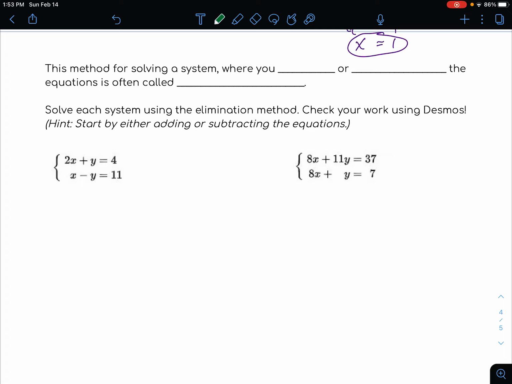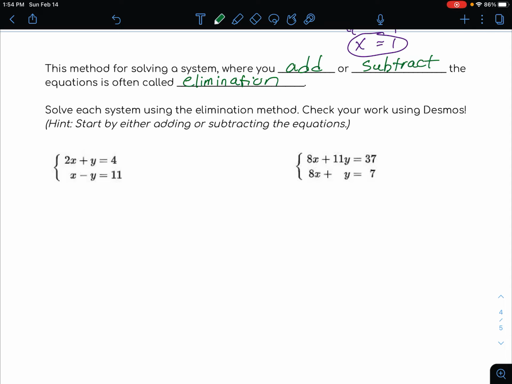So this method for solving a system of equations, where you either add the equations together, and although we haven't seen an example of this, you can get the same effect by subtracting the equations, assuming that by adding or subtracting, you eliminate one of the variables. So this method is called elimination, because in order to solve the system, we have eliminated one of the variables. That's the key.